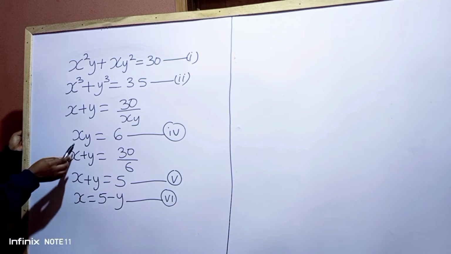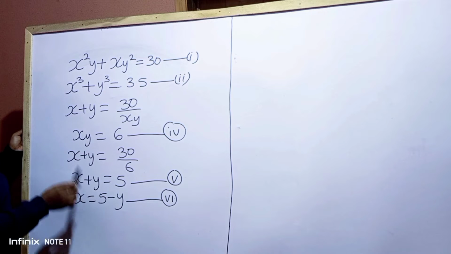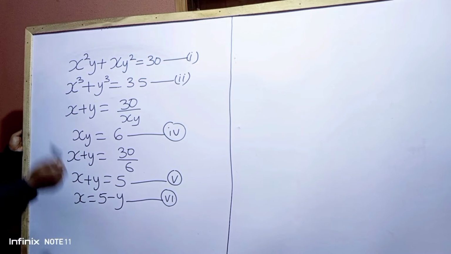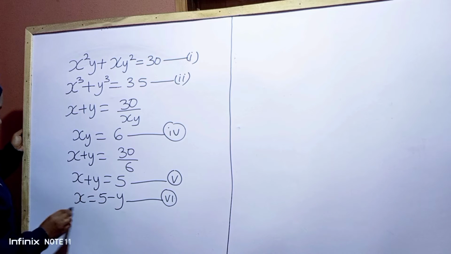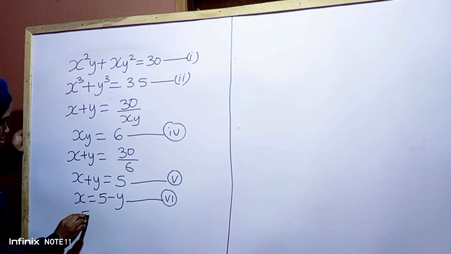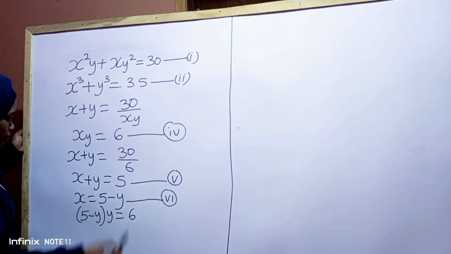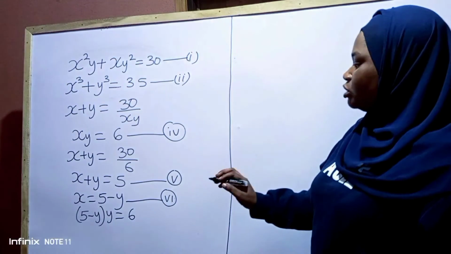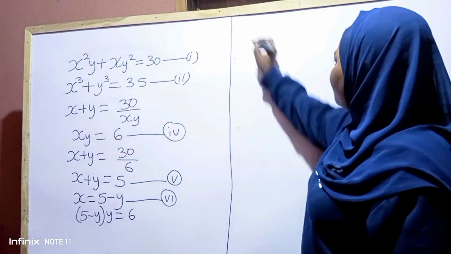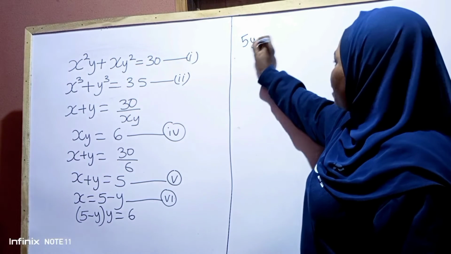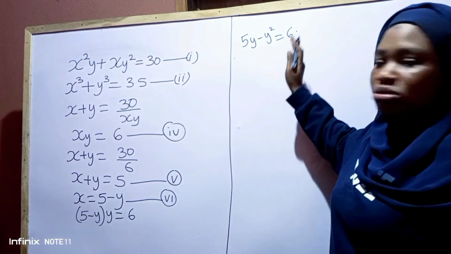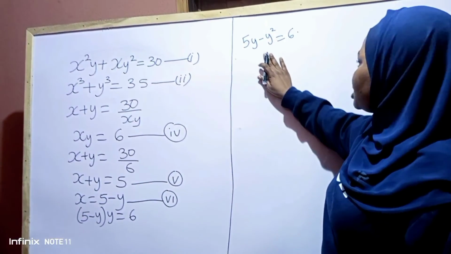Equation 4 is xy is equal to 6. That means anywhere I see x, I'm going to put 5 minus y. So xy becomes (5 minus y) multiplied by y is equal to 6. If I expand (5 minus y) multiplied by y, I have 5y minus y squared is equal to 6. So you can see that this one is in quadratic form now.